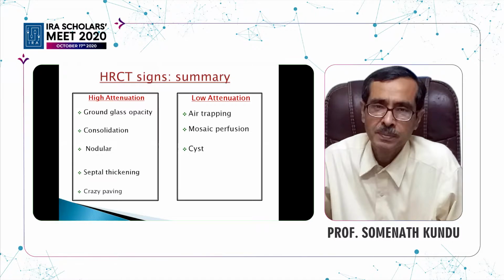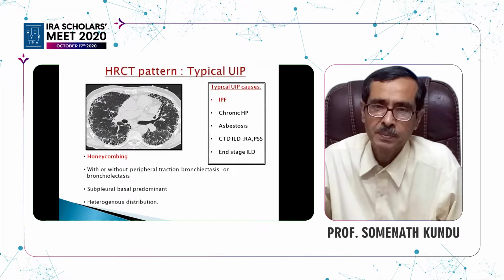what is known as UIP, the usual interstitial pneumonia. It is actually a histological term obtained from biopsy of the lung. It is characterized by 4 important features. The sine qua non is the presence of honeycombing. So you find classical areas of honeycombing in subpleural distribution.